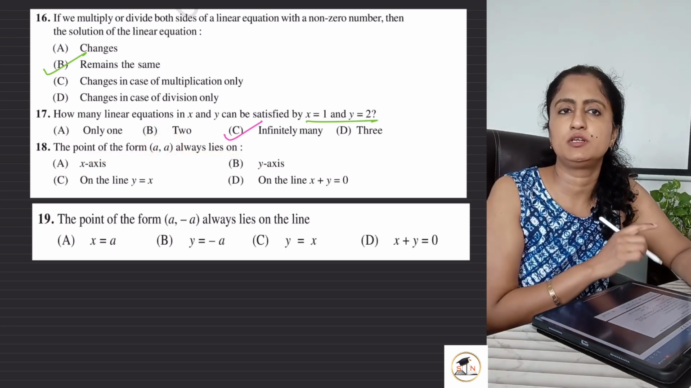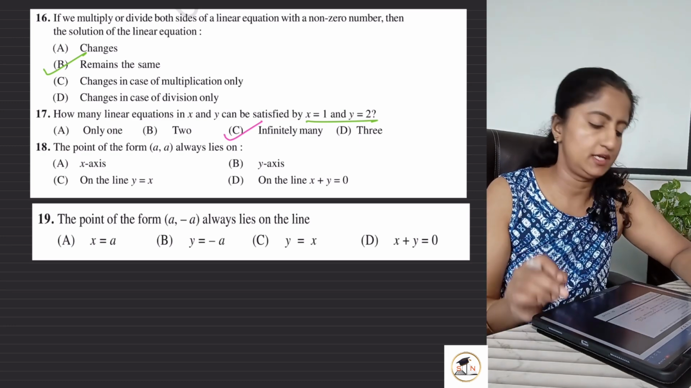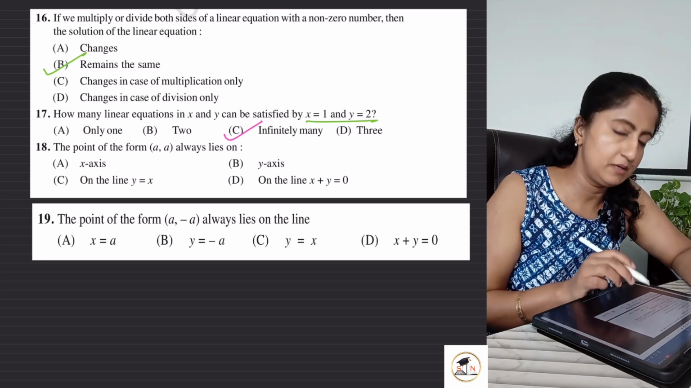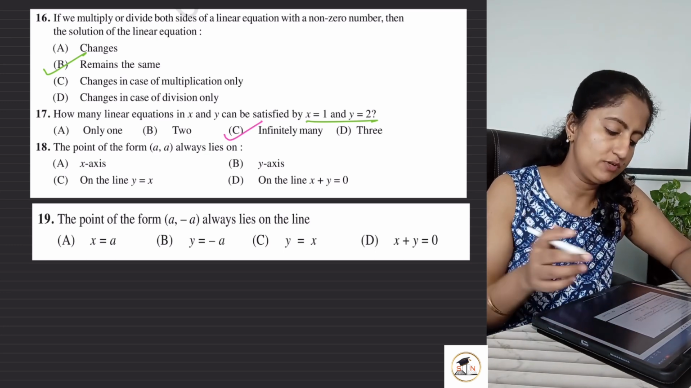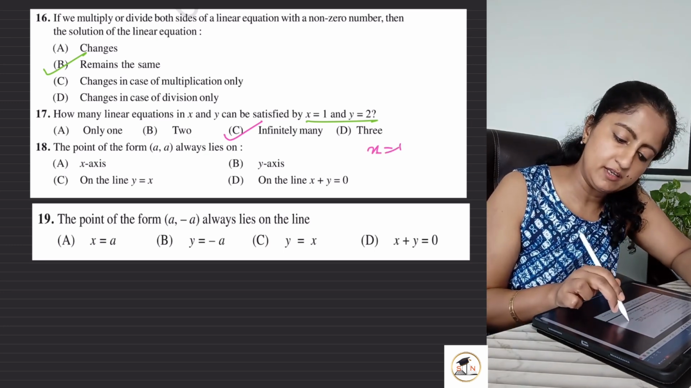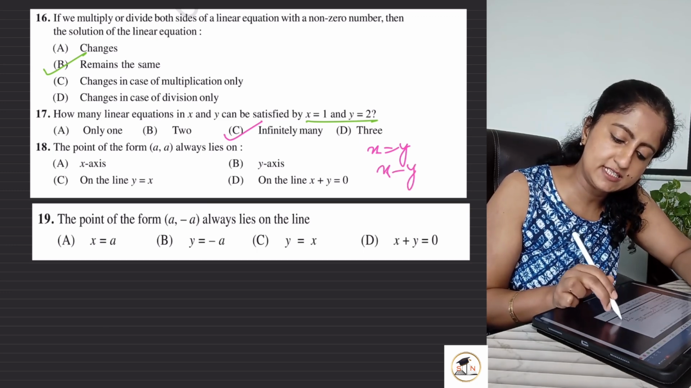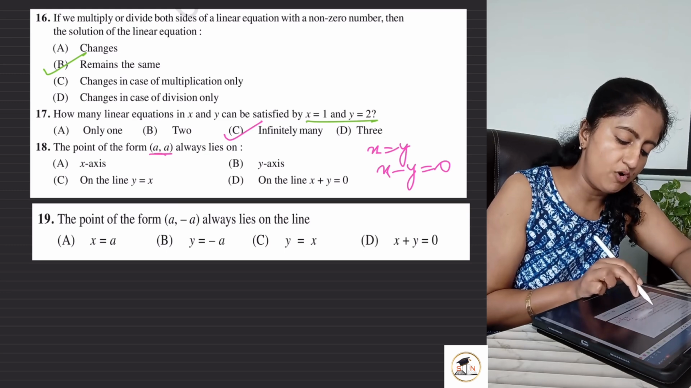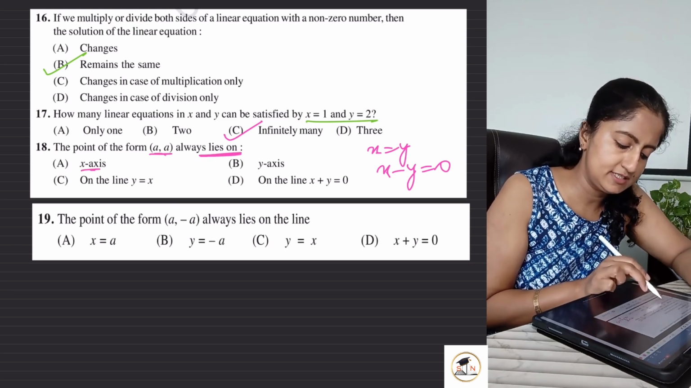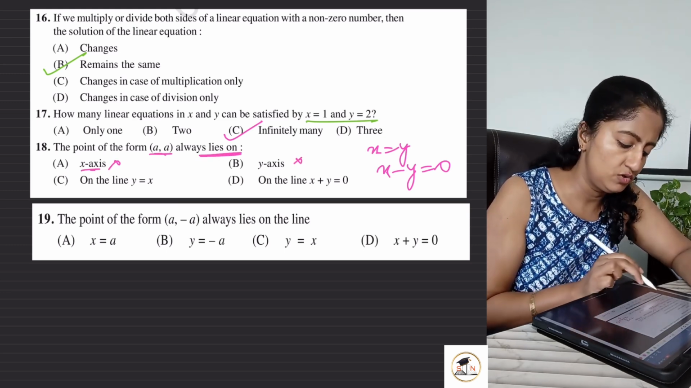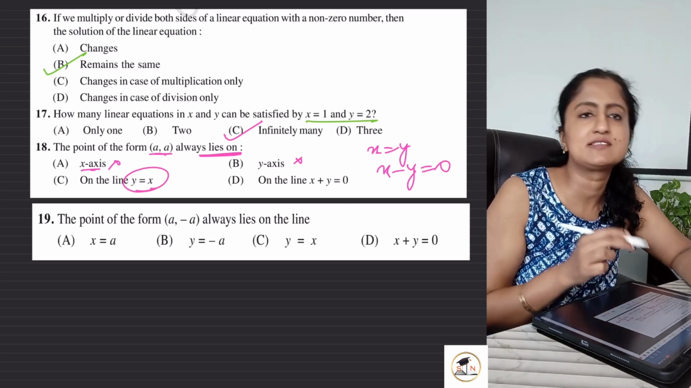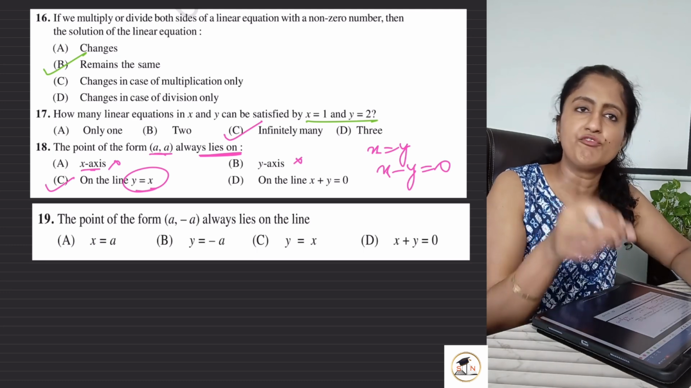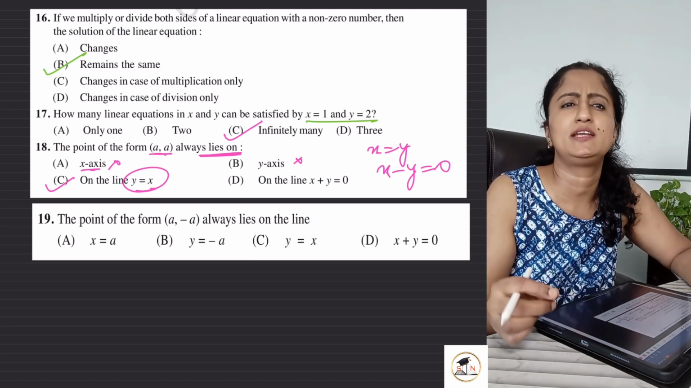Now, next. The point of the form (a, a) always lies... Again a repetitive question. पता चलता है कितना important question है ये, right? एक ही question को कितनी तरह से twist करके दे रहे हैं. (a, a) का मतलब x equals to y. It can be written as x minus y equals to 0, right? The point of the form (a, a) always lies on x-axis, no. Y-axis, no. On the line y equals to x, yes, right? तो प्लीज इस चीज को दिमाग में बिठा लो. y equals to x बहुत इंपॉर्टेंट लाइन है, right?